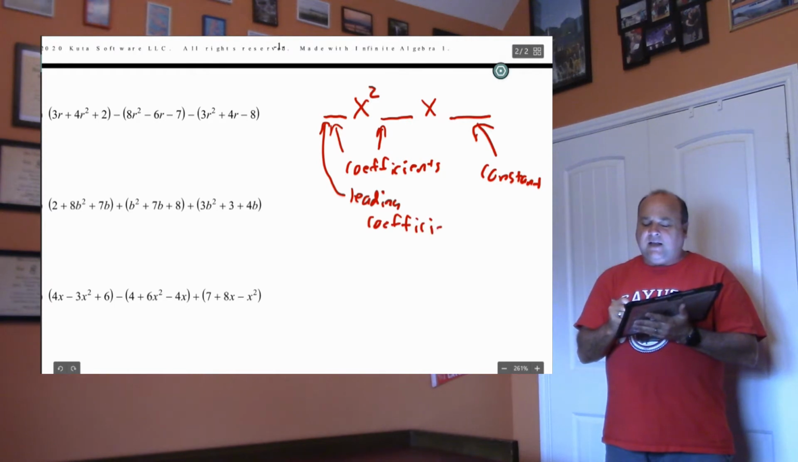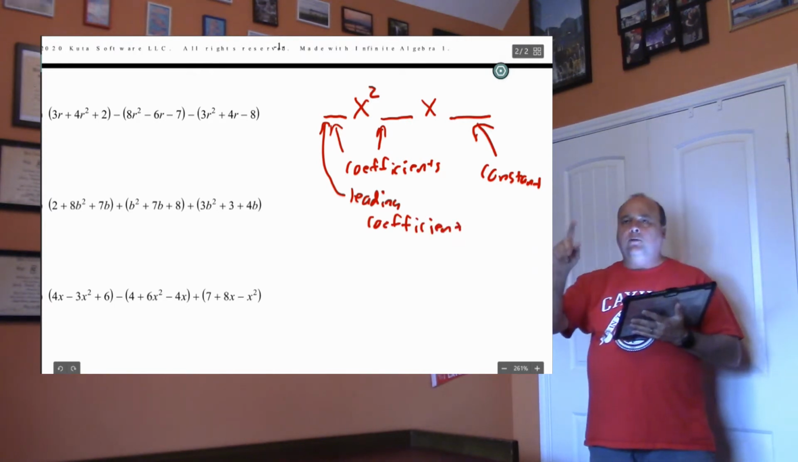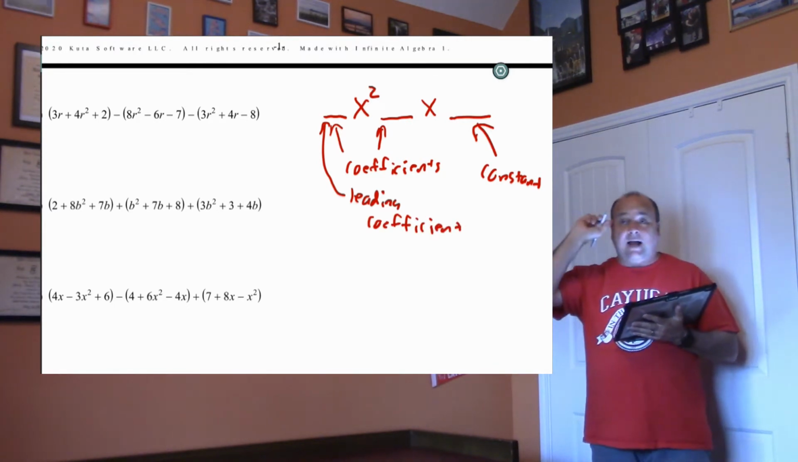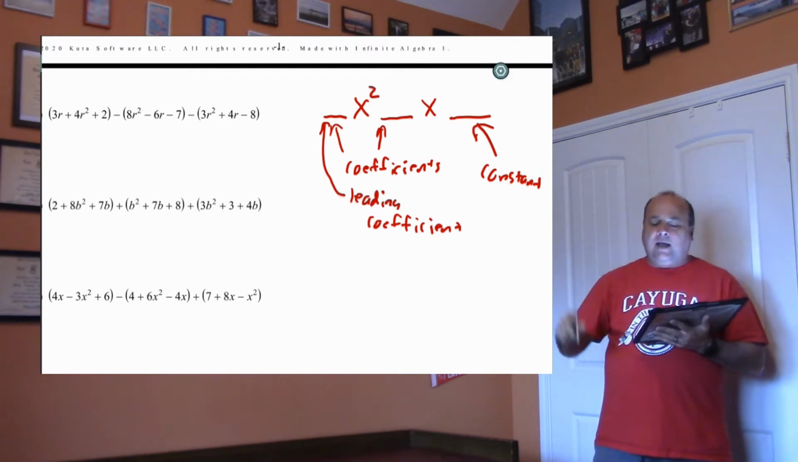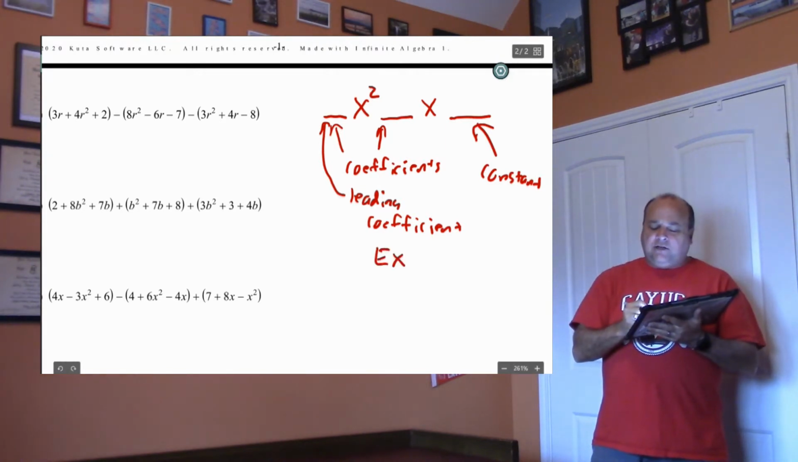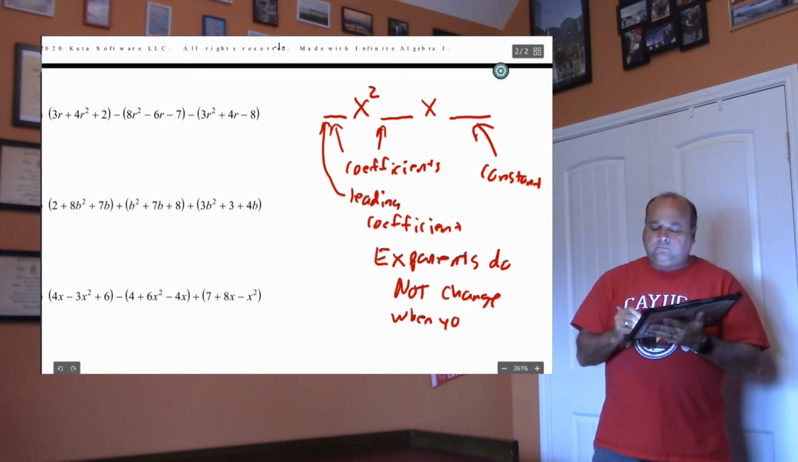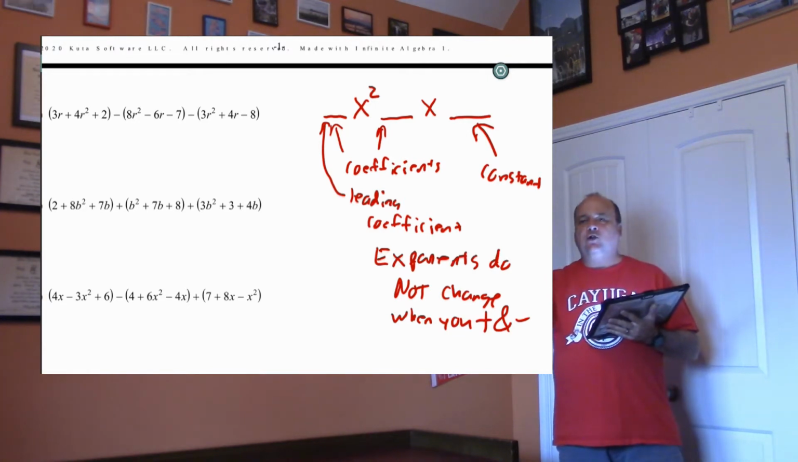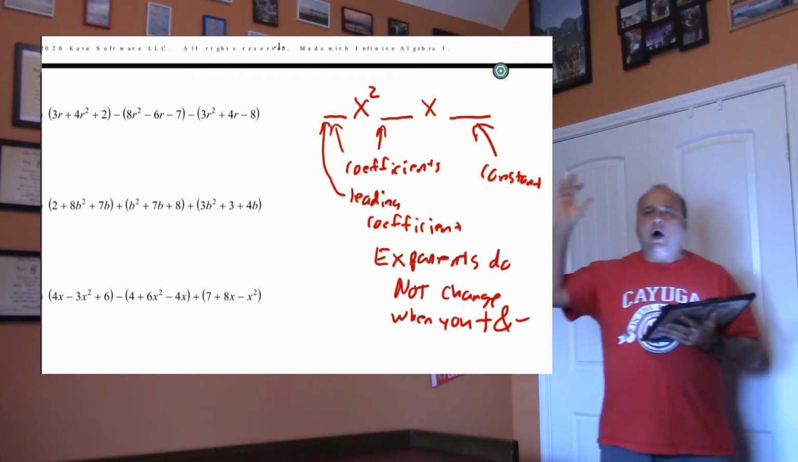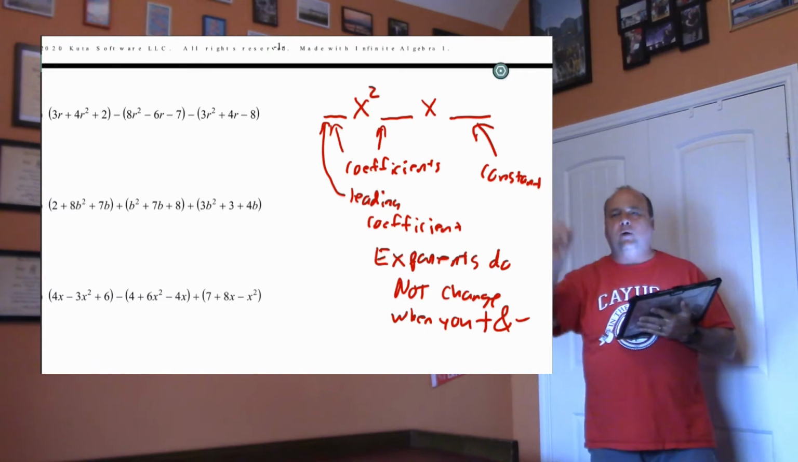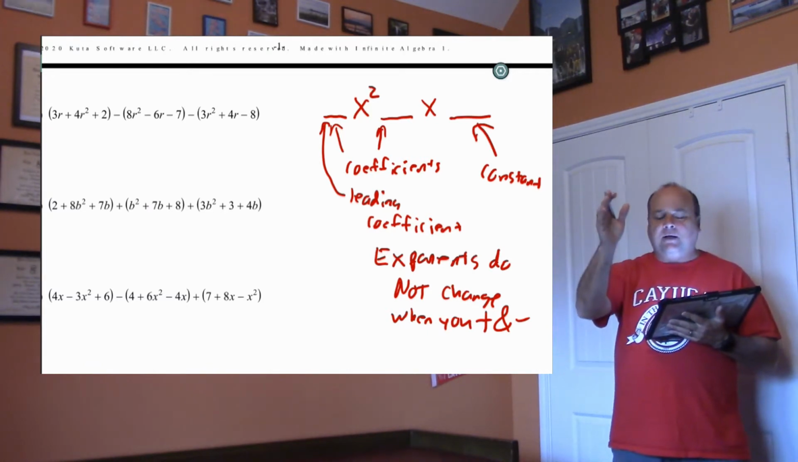Now in the TEK it says to add polynomials of power 2 or less. That means you're going to add exponents of 2. The exponents do not change when you add and subtract. So when you add and subtract, you leave the exponents alone. All we're doing is grouping the coefficients up. This is going to be a piece of cake.